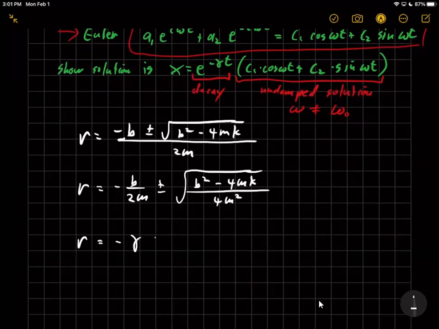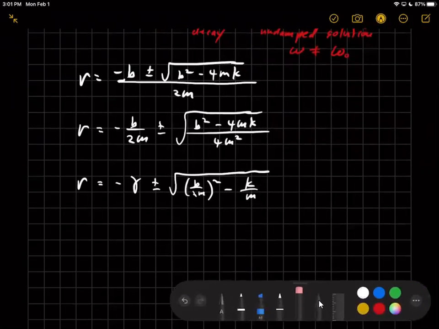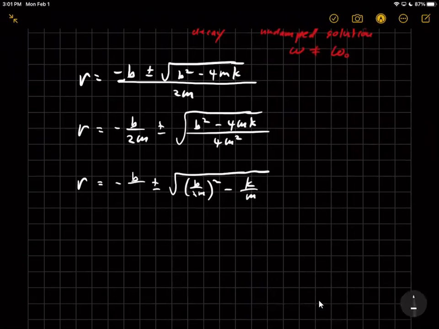This becomes negative gamma plus or minus the square root of, and then we can do, let's go right to b over 2m squared minus k over m. Okay. Actually, I should probably be symmetric here. So it would be better to leave this. We want to keep symmetry in our problems. So keep b and m until we replace all of them. Okay. So now in this step, we can say this is negative gamma plus or minus the square root of, this is gamma squared minus omega naught squared.